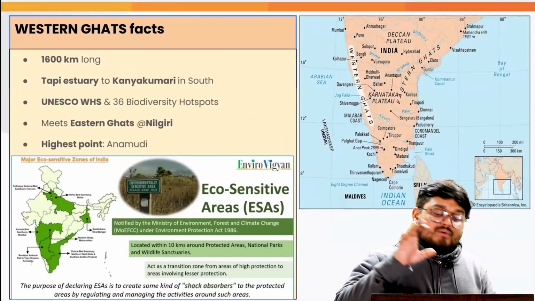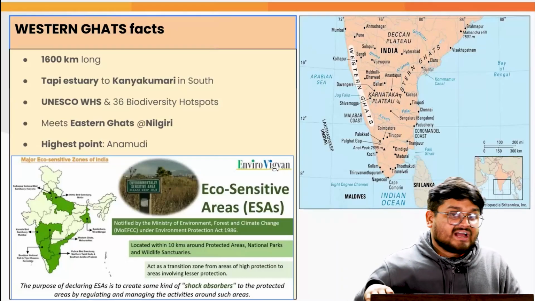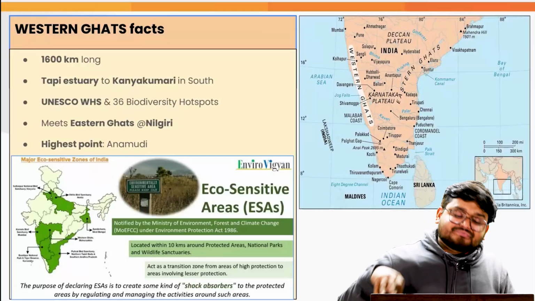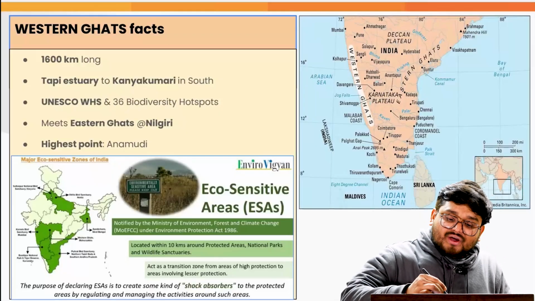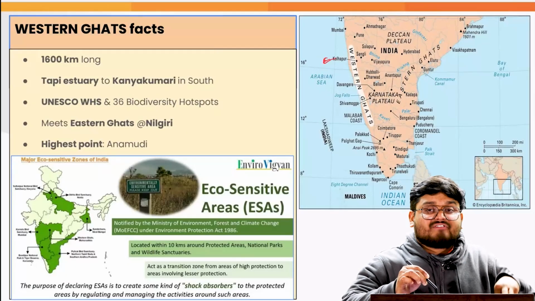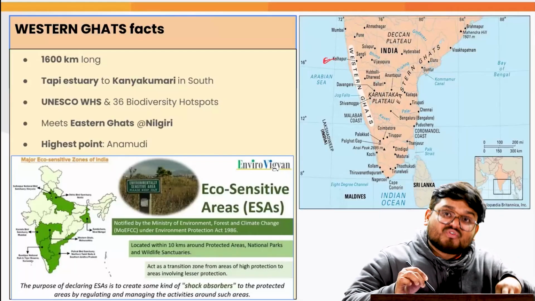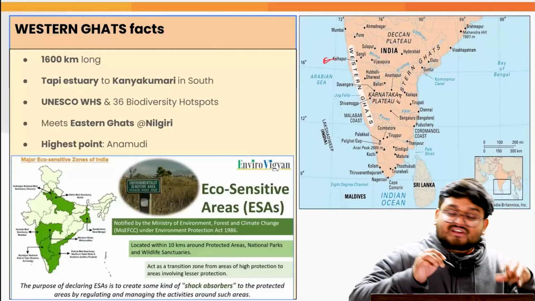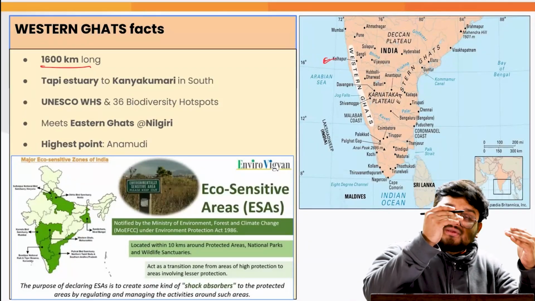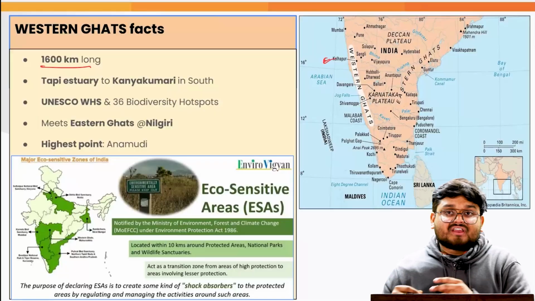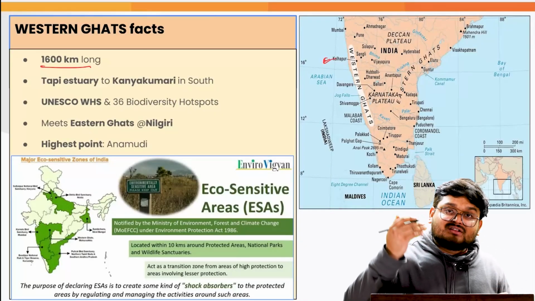Firstly, let us talk about Western Ghats, because this is an area where Mr. Gadgil has been most prominently active. Now, if you look at this map, and you should look at it very carefully, because in the past there have been many map-based questions on Western Ghats. It is 1,600 kilometers long. It starts from the Tapi estuary to Kanyakumari in the south, right? So it has some remnants till the south here.